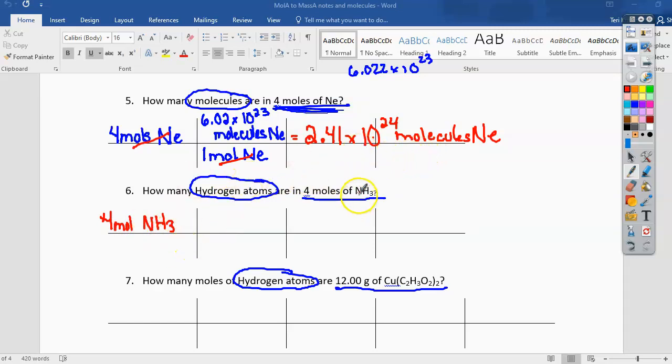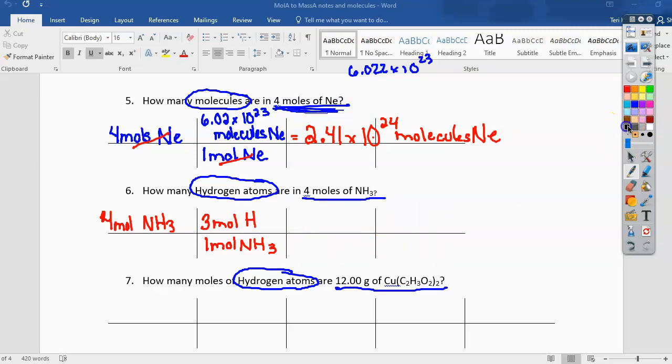The next one, you're given moles of NH3. You write down your moles of NH3. Since moles is out front, you have to put 1 mole of NH3 on the bottom. Now I could put grams up here, but they don't want grams. I can put molecules up here, but they don't want molecules. They want hydrogen. So what you have to do is look, how many hydrogens are here? There's 3. So you have to put 3 moles of H in 1 mole of NH3.